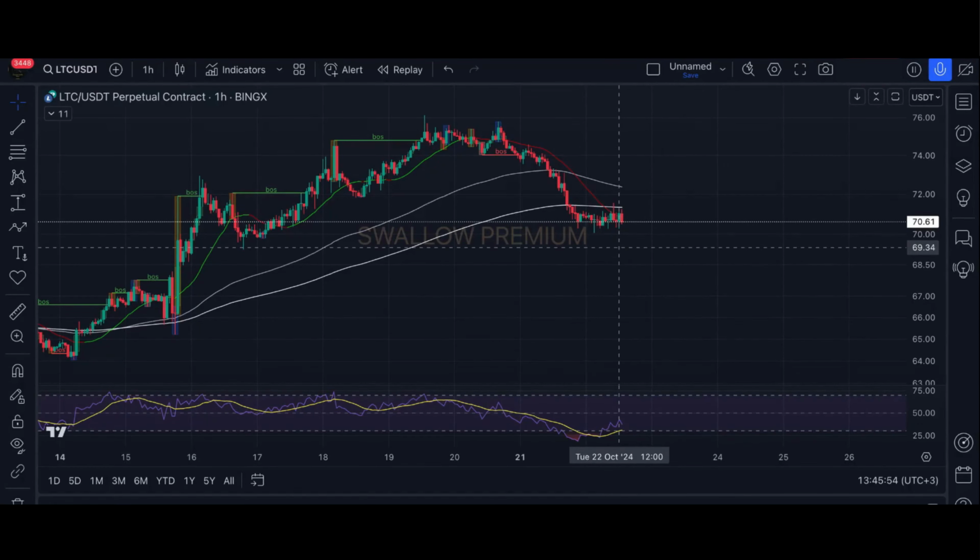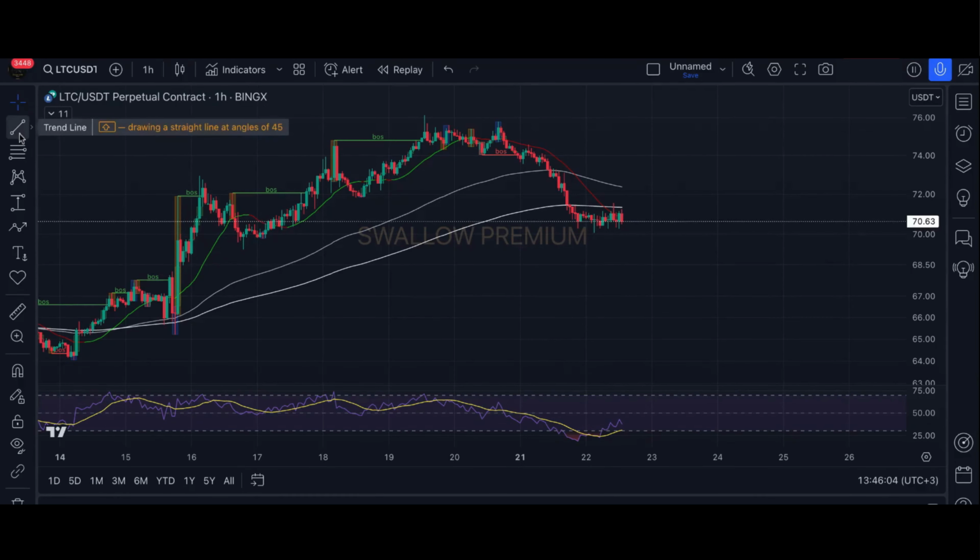After a very long pause, we are back, and this time with Litecoin on 1 hour timeframes. So, straight to the point. First things first, we are looking for price to see a nice downward movement.